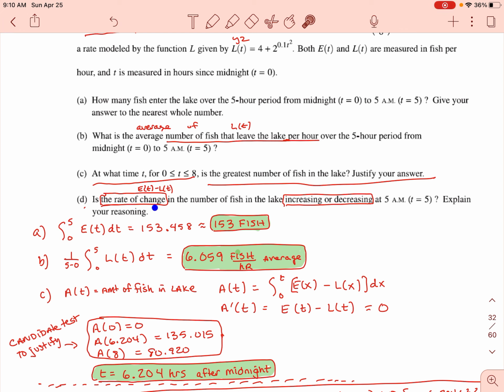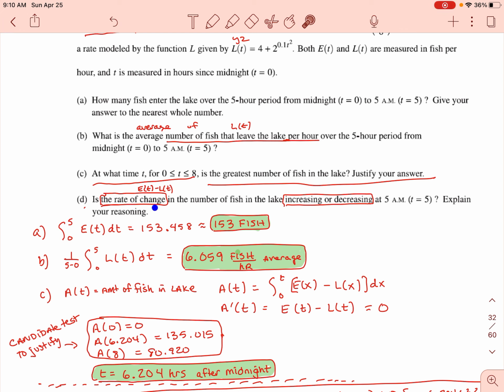So we know then, since E of t minus L of t is the rate of change in the amount of fish, its derivative, which is the second derivative of the amount of fish, is E prime of t minus L prime of t. And if we do E prime of 5 minus L prime of 5, that will tell us whether or not the function E of t minus L of t is increasing or decreasing.